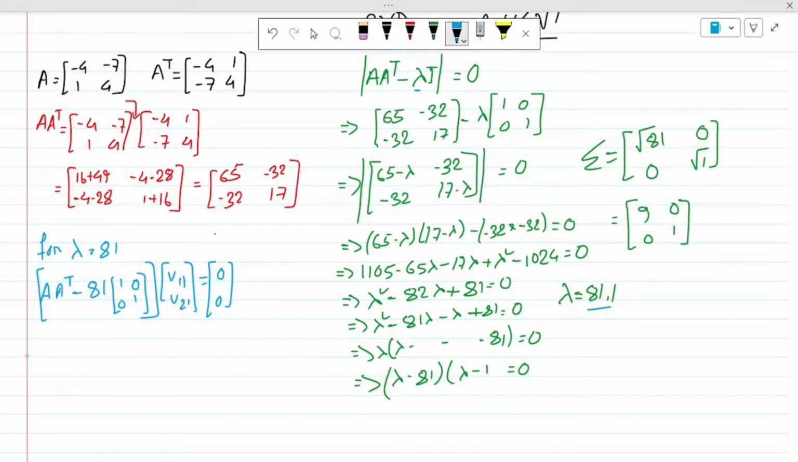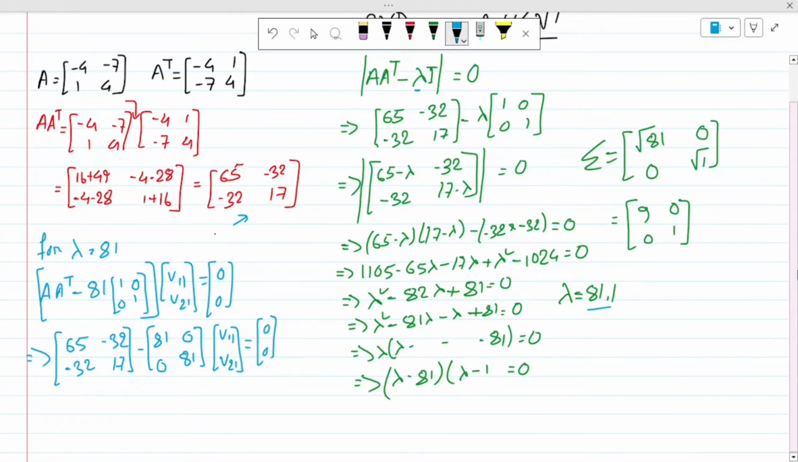So now from here let's substitute the values. First is A A transpose, which we have already calculated. So the same values will be kept: 65, then minus 32 and minus 32, and 17. So this is A A transpose minus 81 I. So 81 I means 81 into 1 is 81, 81 into 0 is 0, 81 into 0 is 0, 81 into 1 is 81. So this into V11 and V21. Our objective is to find V11 and V21 for now, and here it is 0, 0. So now let's find these two values.